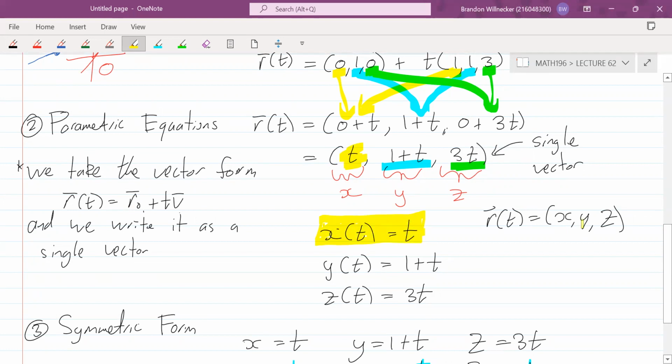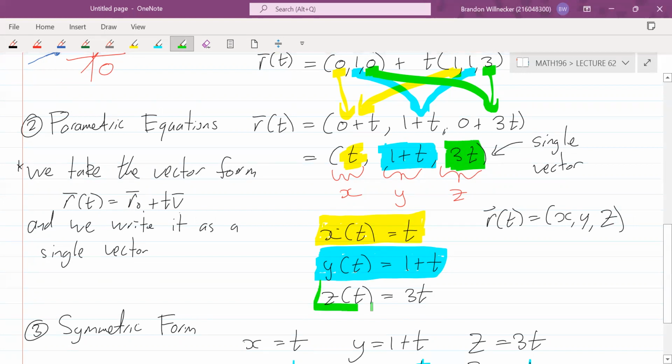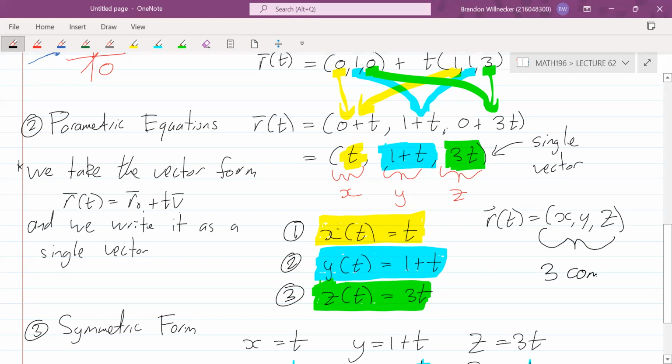The second component is y. So the second component here is 1 plus t. So our second equation is y equals 1 plus t. And then our third component is 3t, but that matches up with z. So that gives us our third equation, z equals 3t. So at the end, we should get 3 equations because there are 3 components.